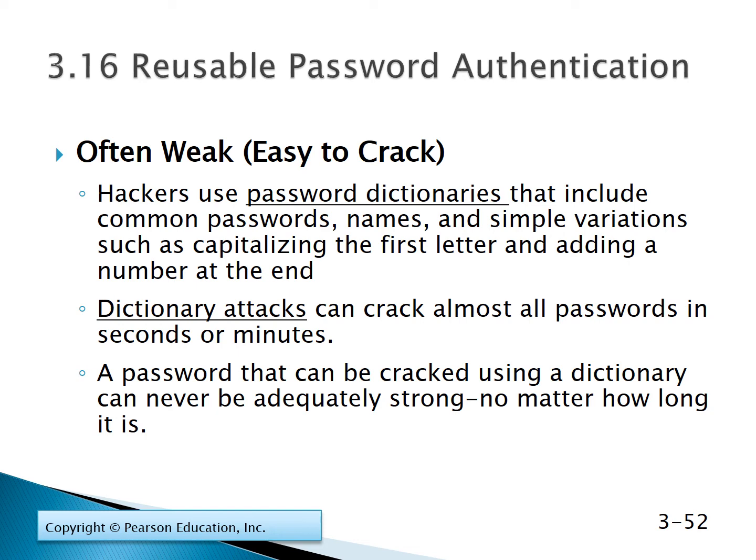Of course, now computers are much faster than before. So in general, some dictionary attacks can crack almost all passwords in seconds or minutes. Of course, if your password is very long, very complex, then it's more difficult to crack. But the point here is that all passwords basically means passwords that could be found in a dictionary very easily, right? Or you are just using variations. So a password that can be cracked using a dictionary can never be adequately strong, no matter how long it is.